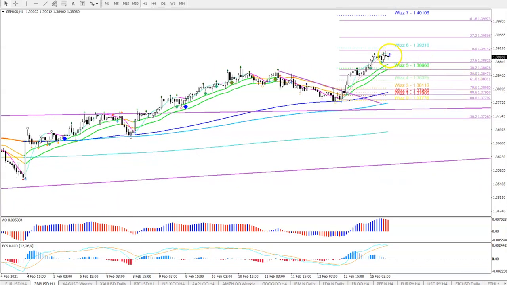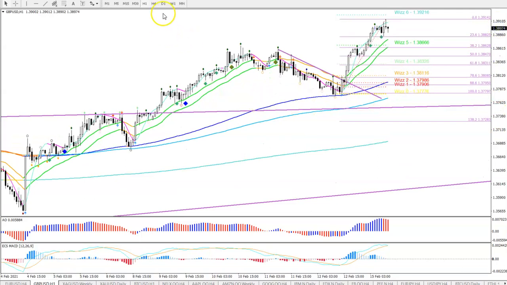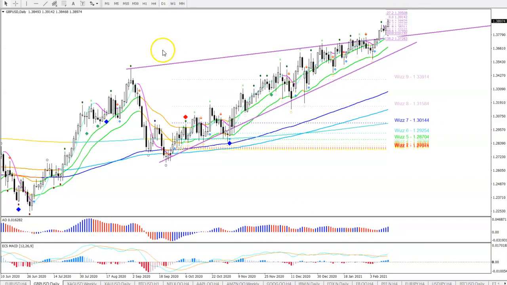Maybe on a 50-minute chart, if it breaks the flag, a continuation could be okay. But I think it needs a break first. I would rather see the pullback, a light pullback here myself. That's about it for the pound. I don't see anything else.